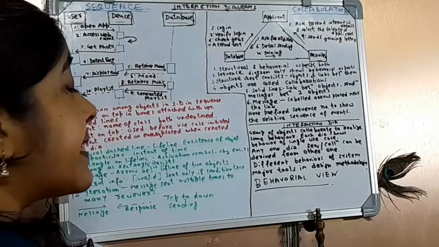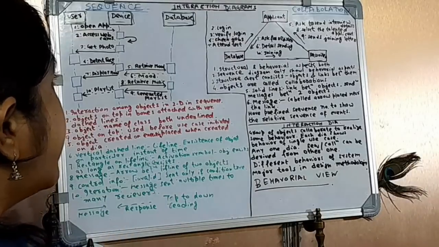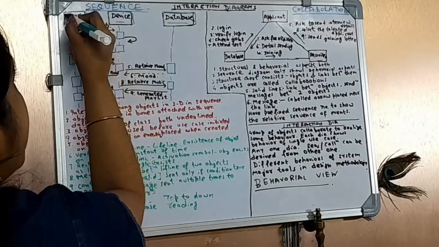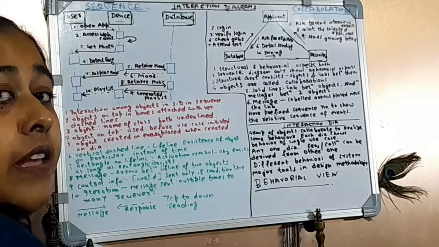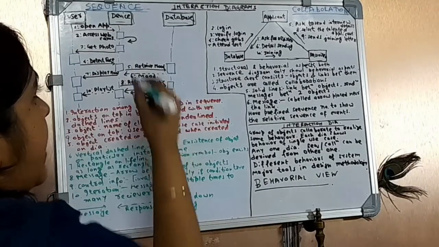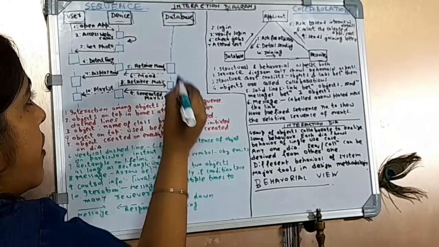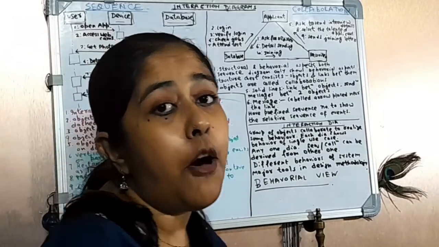These lines are known as lifelines. A lifeline is the existence of an object over a particular period of time. Suppose this is my object; its existence will be up to this point. This is the lifeline of my particular object. These are the lifelines, so up to this is the lifeline of this object, and this is the lifeline of the other. These are known as the lifeline of the particular object.